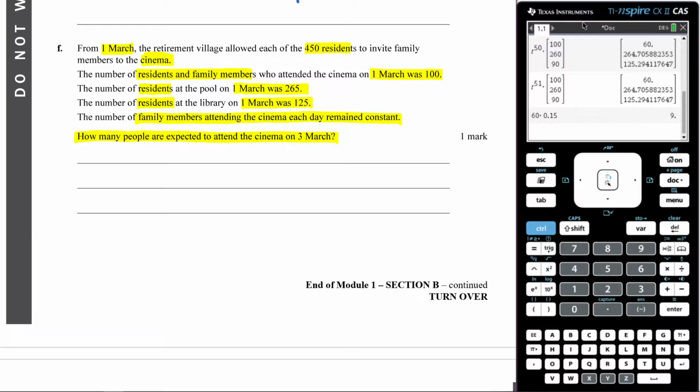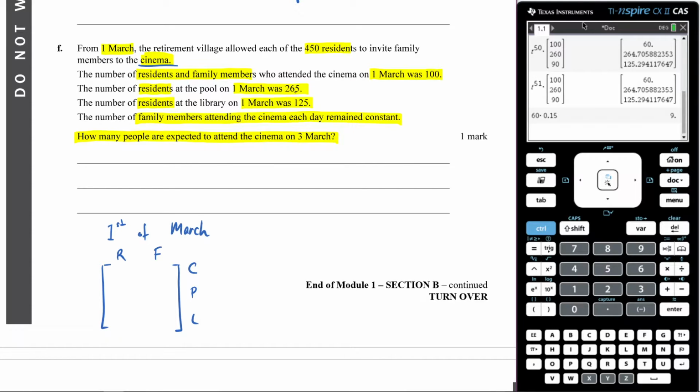Okay, when I approached this, I just needed to visualize what's going on. So I said, all right, we're dealing with the 1st of March, and we've got our matrix. We've got our cinema, we've got our pool, and we've got our library. Now, not only do we care about the residents, but we also care about the family members. We know that they can invite people just to the cinema.